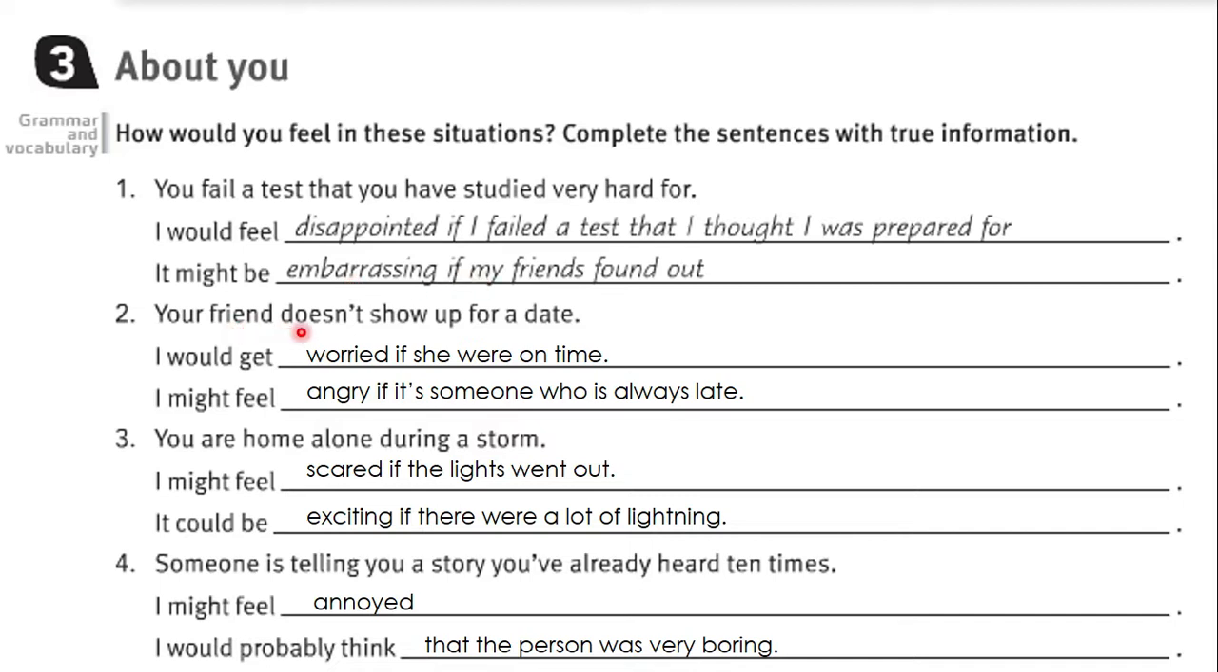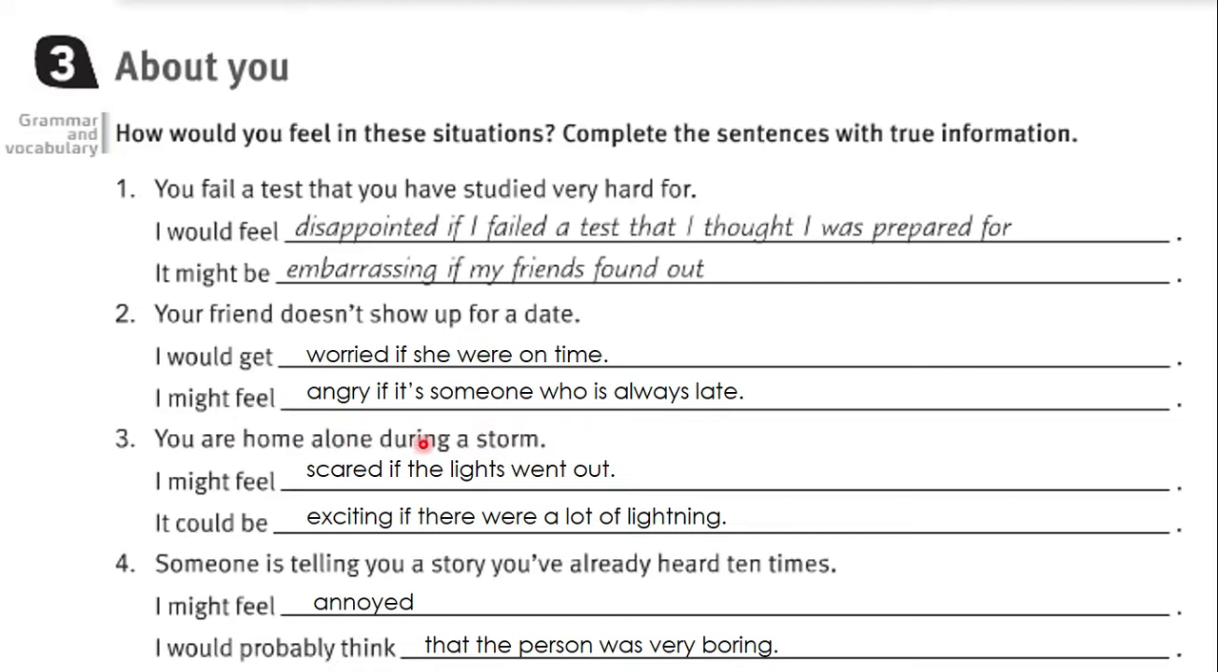Number 2, your friend doesn't show up for a date. Tu amigo no llega a la cita. No llega nunca a la cita. So I would get worried if she were on time. Yo me preocuparía si estuviera a tiempo. Or I might feel angry if it's someone who is always late. Yo me sentiría un poco enfadado si es alguien que llega siempre tarde.